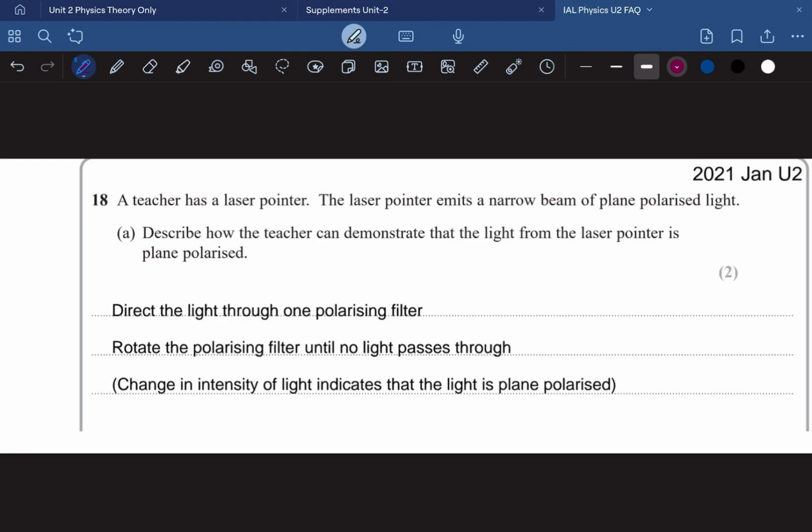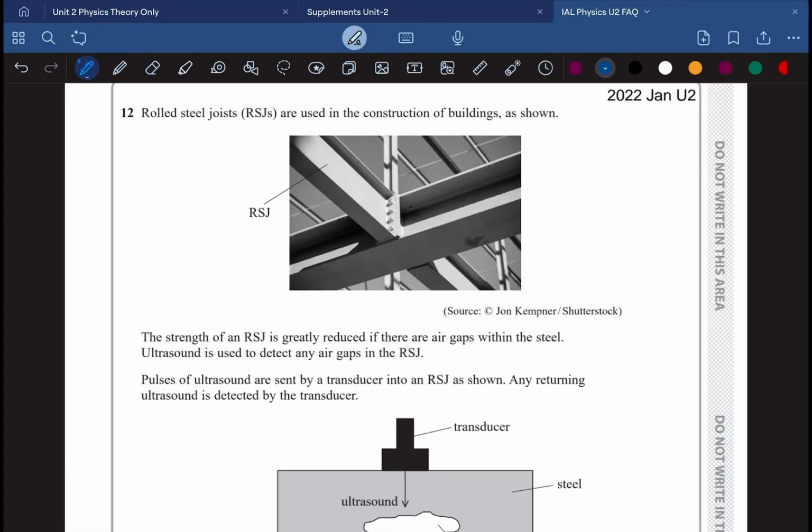Now this is the same question that they have asked in a different way. Here it says describe how the teacher can demonstrate that the light from the laser pointer is plane polarized. This is the same question I have shown you guys previously, right? You will have to just pass it through a polarizing filter and then rotate the polarizing filter. If the rotation of the polarizing filter changes the intensity, we can see that the light is plane polarized.